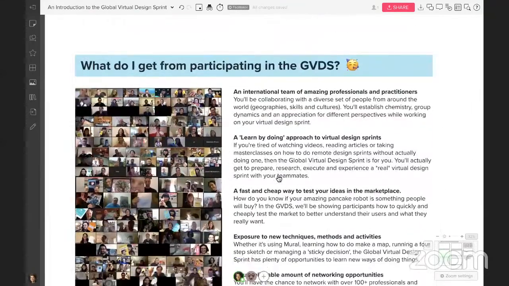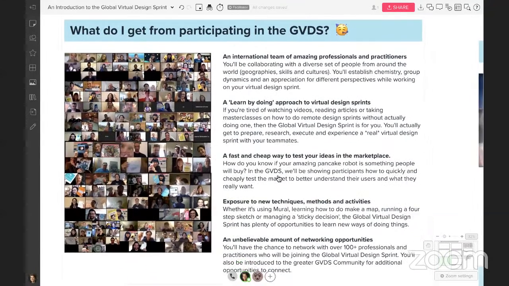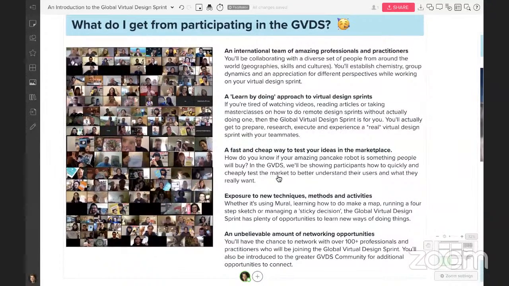The kinds of things you get from participating in the GVDS tend to be wide and varied. The ones that people talk about the most is the ability to network with so many different professionals around the world, being able to collaborate with them in a real-time environment to work on meaningful projects, whether they're of the social good or they're just to basically explore something interesting.